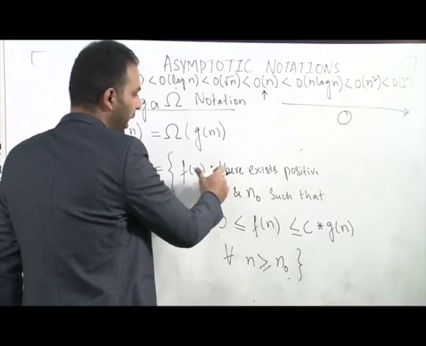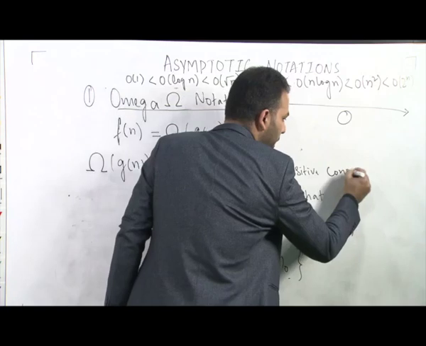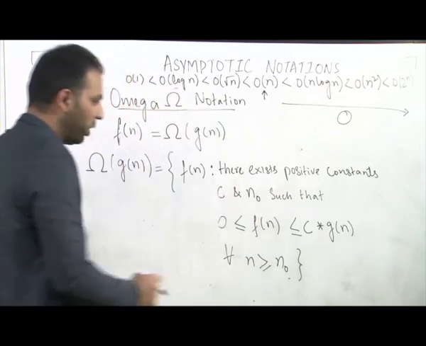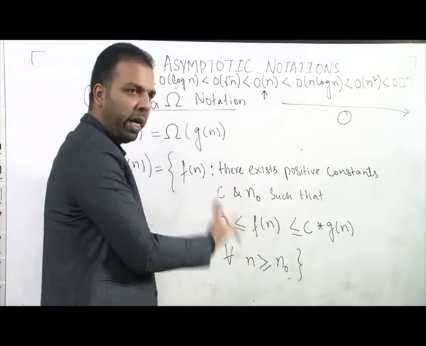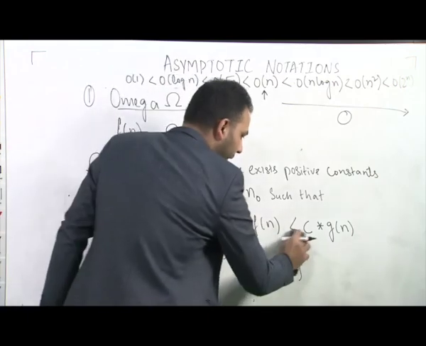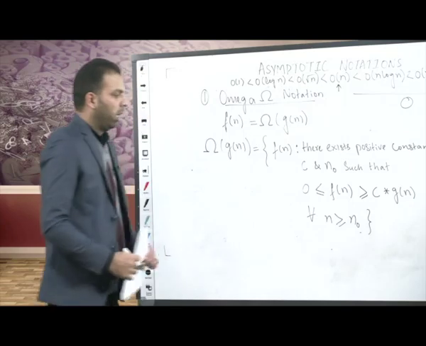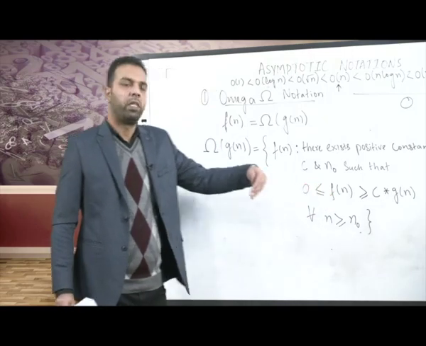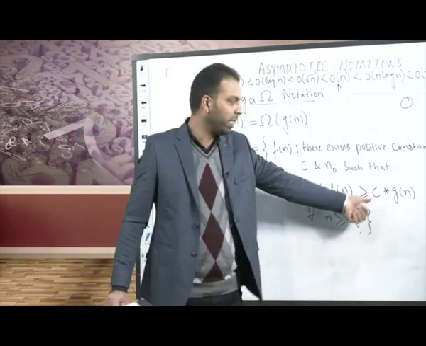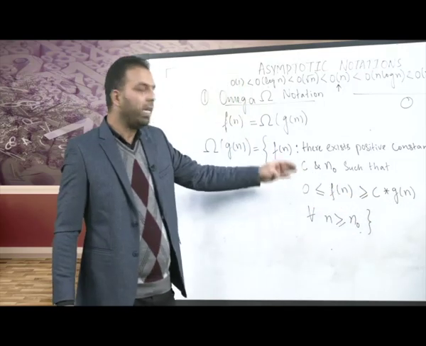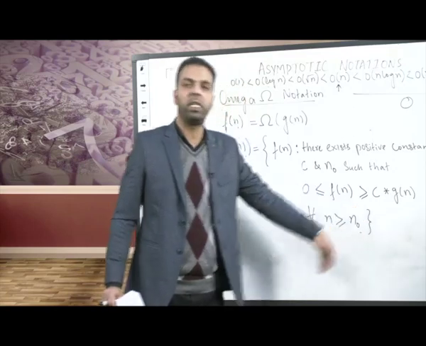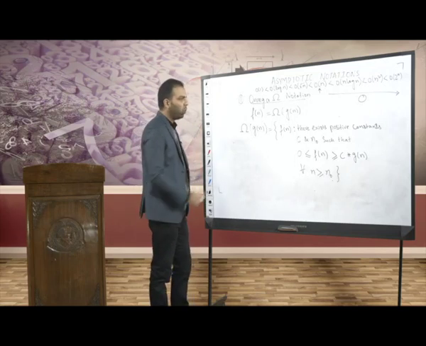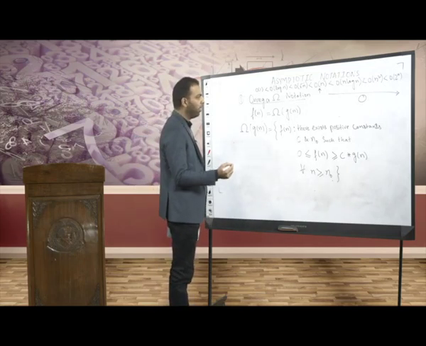the same. For f of n, there exist positive constants C and N0 such that f of n will be non-negative, greater than 0, but here it will be greater than this. There's only one difference, and that is this sign. Because big O set the upper limit, therefore f of n was less than C of g of n. But here it sets the lower limit. So f of n is greater than C multiplied by g of n. And the rest of the definition is the same. There are no changes. So we will see it graphically first.